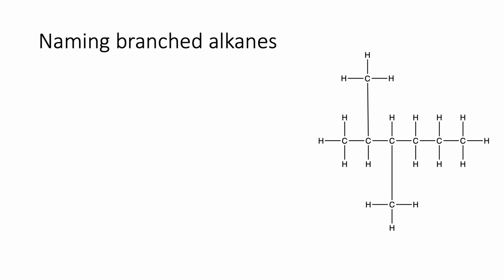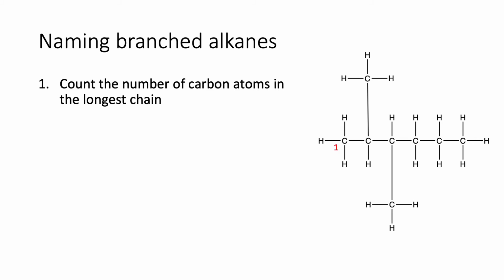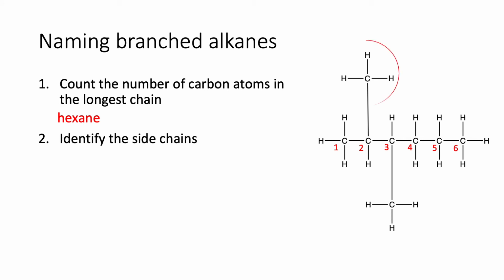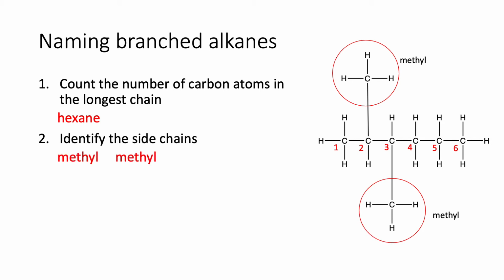Let's do another example. First we count the number of carbon atoms in the longest chain. In this case, we have 1, 2, 3, 4, 5, 6 carbon atoms, so this chain is hexane. Next, we identify the branches. We have two branches. The first one has one carbon atom, so it's a methyl group. The second one also has one carbon atom. It's also a methyl group. We have two methyl groups.